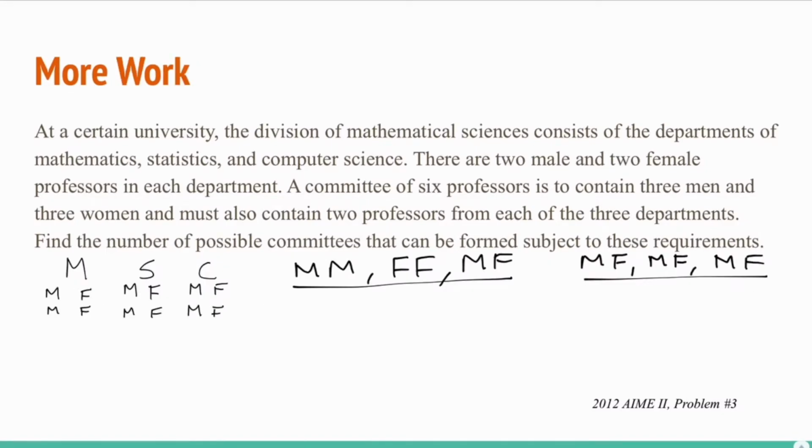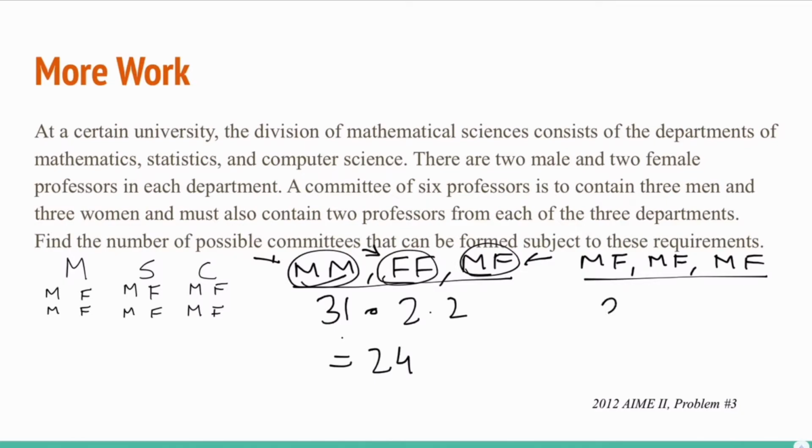For the first case, there's exactly 3 factorial ways to order who gets MM, FF, and MF. And then for MF, there's 2 times 2 ways to choose the male and female. And for MM and FF, there's only 1 way to choose, which gives a total of 24 ways for this case. For the second case, there's 2 times 2 cubed ways, since for each group, there's 4 total ways. And this gives a total of 64. So our answer is 88.